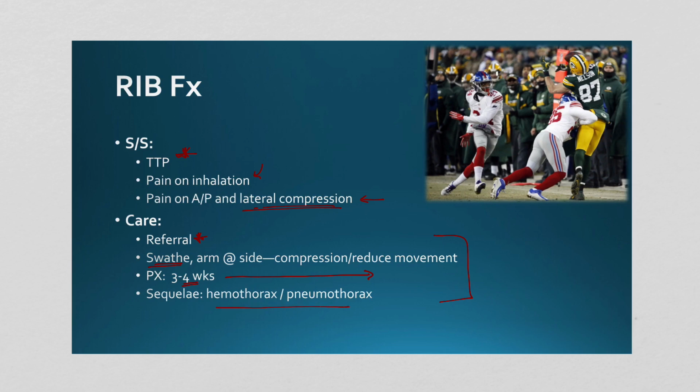And then the concern, like I said, would be whether or not that patient has a hemothorax, which would be a rib fracturing posteriorly and causing bleeding within the pleural cavity, or a pneumothorax, which means the rib fractured posteriorly and now air is allowed to get into the pleural cavity. So we want to rule out those items, which is why we refer out when we have a rib fracture.